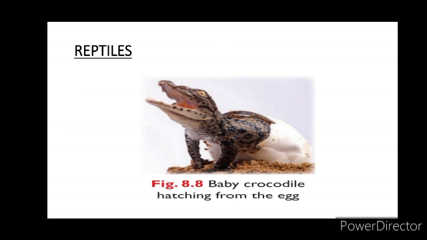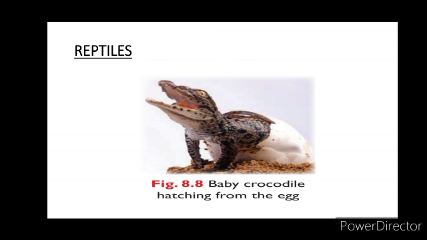Students, next we are going to know reproduction in reptiles. So reptiles are vertebrates, because they have backbone. And they have scaly and dry skin. Lizards, crocodiles, alligators, snakes, and turtles are all reptiles. They lay eggs in a safe place on the ground. The eggs are warmed by the heat of the sun. After a few days, the baby reptiles hatch out from the eggs.